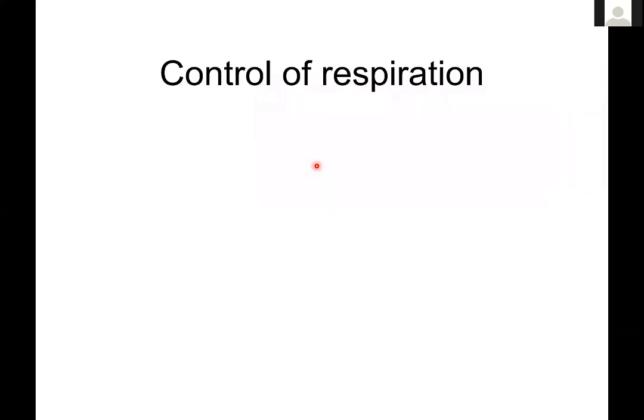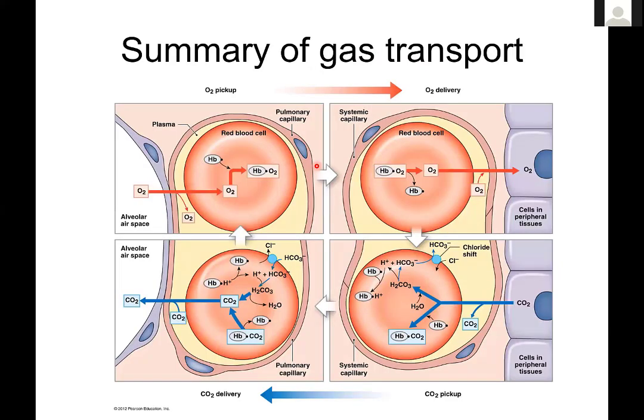So now we'll move on to control of respiration. There's a question in the chat before we move on, and that is the chloride and bicarbonate exchange, is it active or passive, and do you need to know? And the answer is you do not need to know. It is technically active transport, but that antiport is not important here.